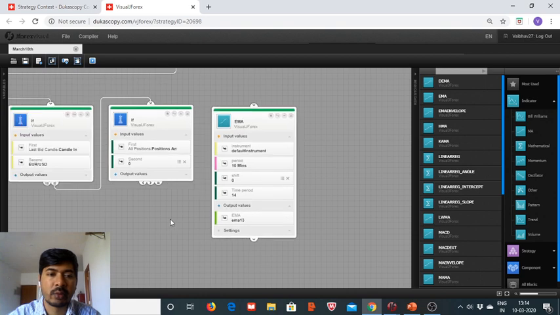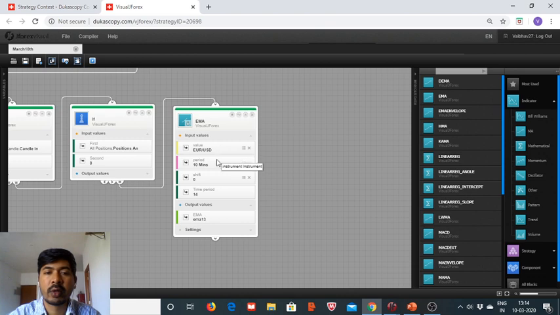Position amount equal to 0. Now the default instrument is Euro USD. The time frame is going to be 1 hour.